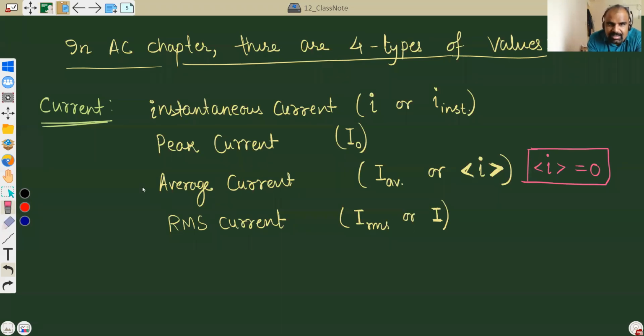Fine. And which one is the most important quantity? Actually, we will see very soon that RMS value is the most important. By the way, RMS is also one kind of average only, because what is the full form of RMS? Root mean square. Here mean means what? Mean is another word for average. So root average square.